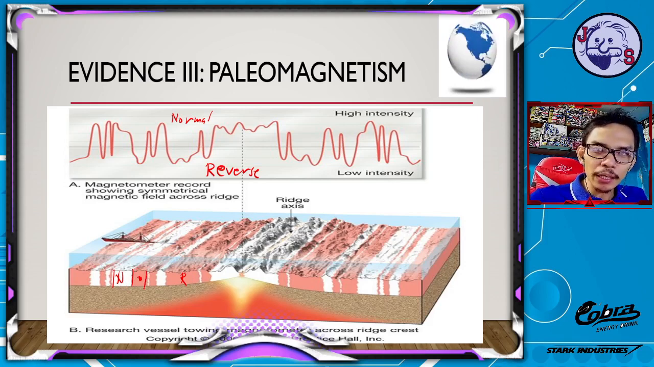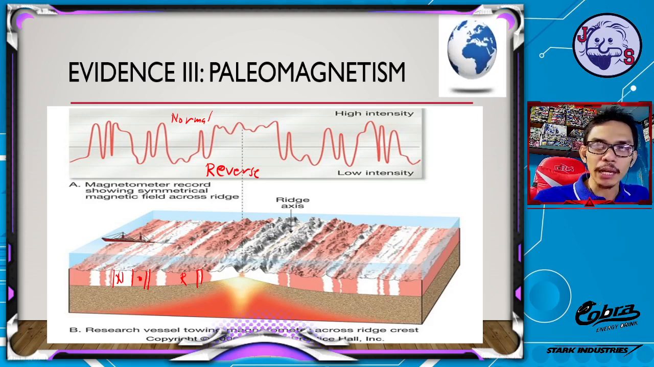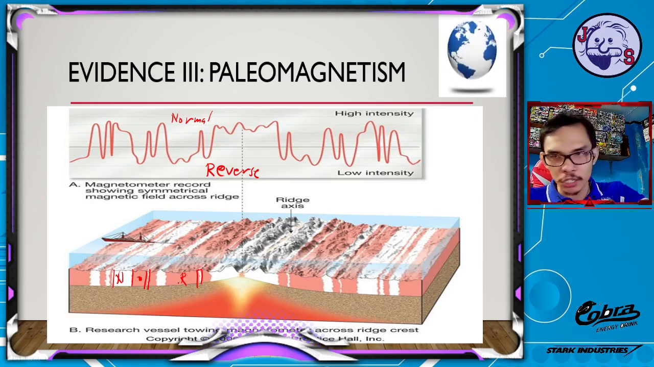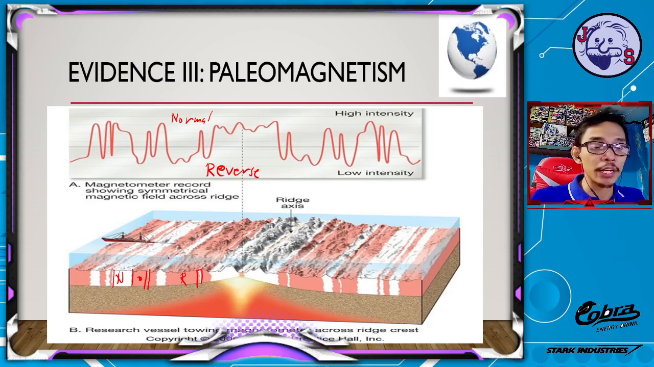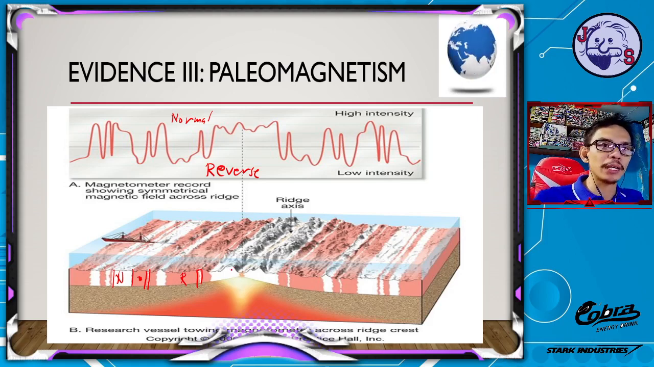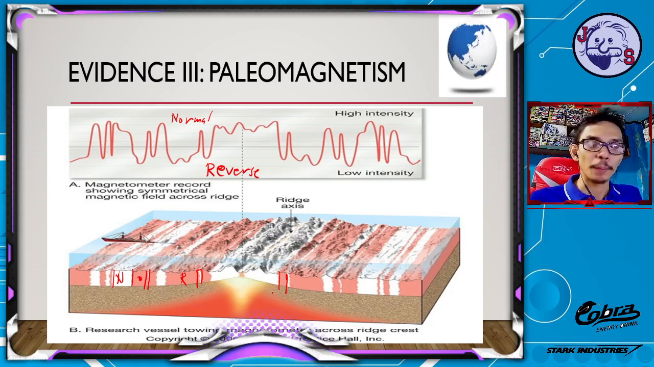Now, if the normal polarity is thin, like the one that you have over here, it tells us that the normal polarity stayed for a shorter period of time and it changed back to reverse polarity. So that is the trend here. Same way as the reverse polarity. If it is thick, it stays longer. And if it is thin, like the one that you have right here, the reverse polarity stays shorter and it changed back again to normal polarity. So these are the magnetic anomalies.